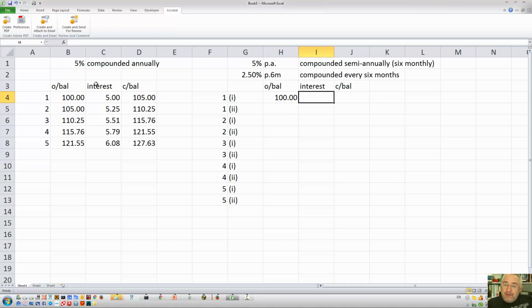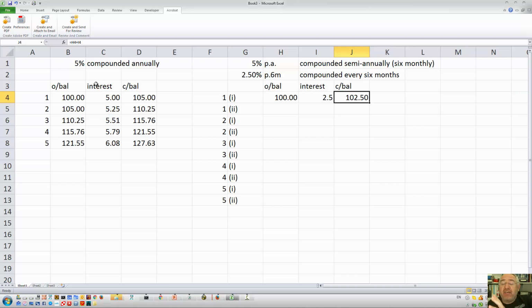The interest that we're adding is 2.5% every 6 months, 2.5% times that opening balance. And so the closing balance at the end of 6 months is $102.50. Now, notice the main difference here. What's happening is that $2.50 has been added on at the end of 6 months.